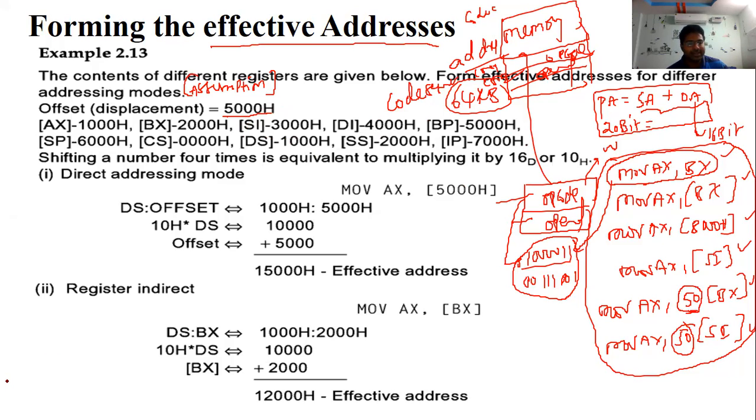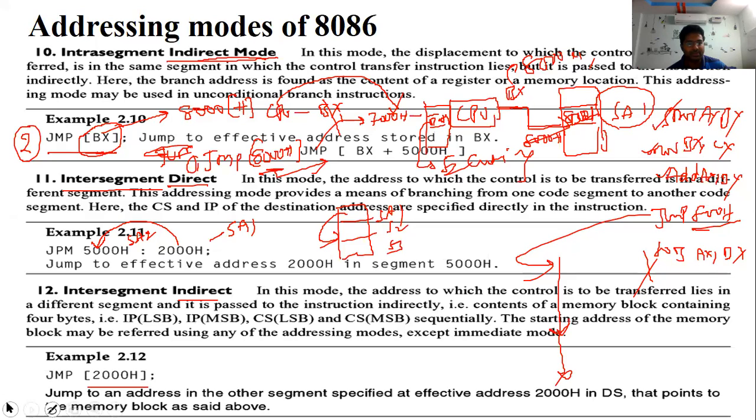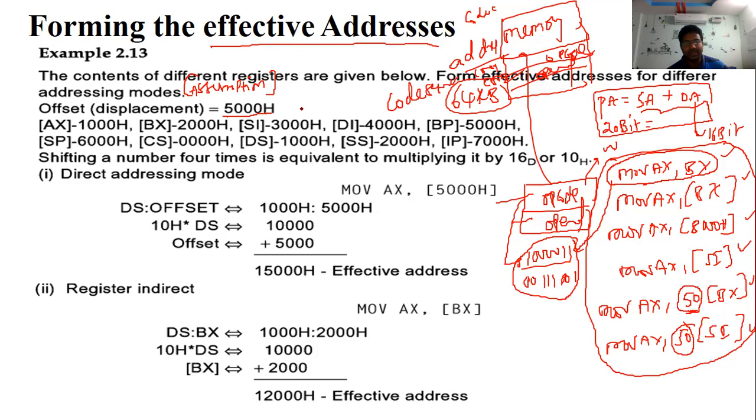Okay, so some more examples. In most of the examples you see this displacement value 50H for our calculation purpose. Here they consider 5000H, just for calculation purpose only. These are assumed values only. Remember.